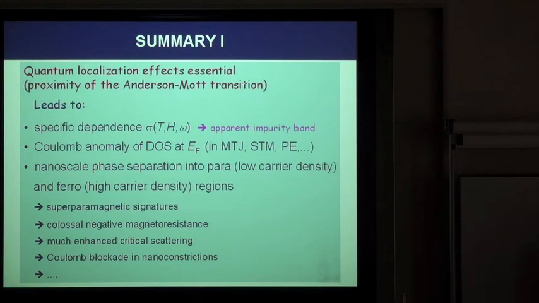First, I would like to say that quantum localization effects are essential and are associated with the proximity to the Anderson-Mott transition. They are very difficult in any semiconductor, but especially in these ferromagnetic semiconductors, and also negative magnetoresistance is very close to the Anderson-Mott transition. Therefore, these effects are particularly relevant. One of the reasons for this strong influence of the quantum effect is its strong influence on conductivity. This makes the temperature, magnetic field and frequency dependence of conductivity very strongly different from what could be expected from the Drude-Boltzmann model.